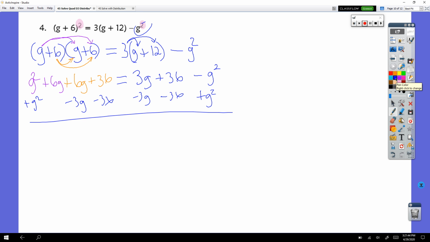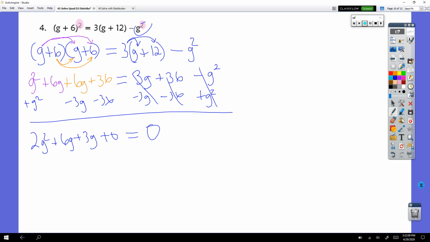Okay, let's see what we've got. So g squared plus g squared is 2g squared. The purple 6g is still hanging out, and then I'm going to be thinking 6g minus 3g, and then 36 minus 36 is 0. And then everything on the right, because we were adding opposites, that all adds up to 0.